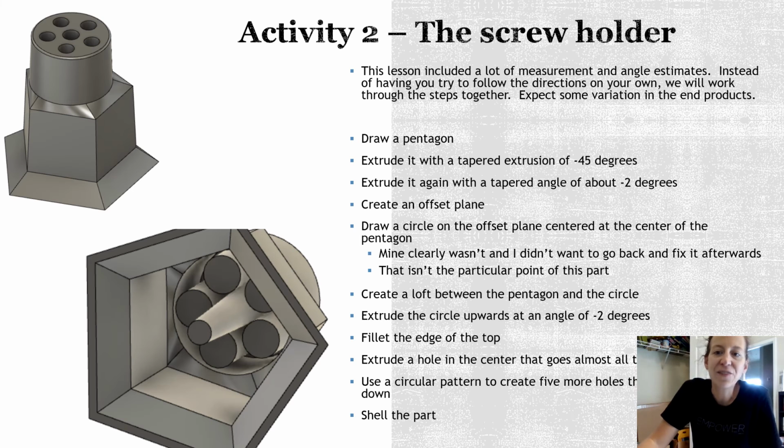The second activity is a screw holder. And this is actually my directions from last year, which if I recall worked really well. So, we're keeping what's good. This lesson included a lot of measurements and angle estimates.